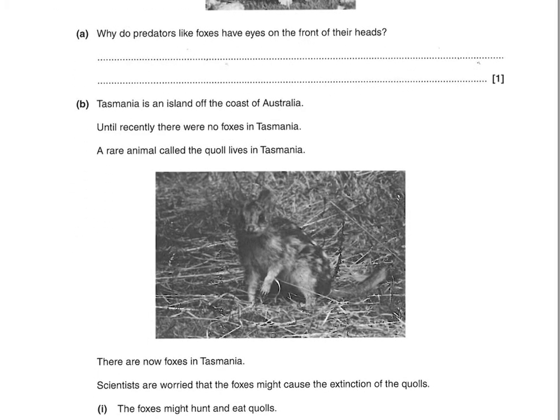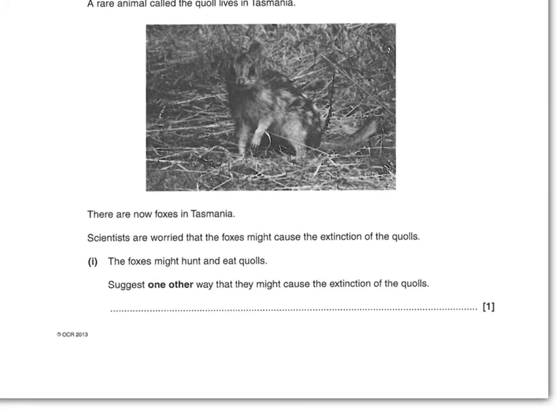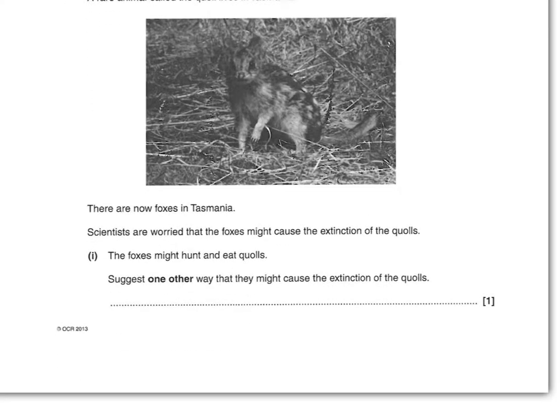It says Tasmania is an island off the coast of Australia. Until recently, there were no foxes in Tasmania. A rare animal called the quoll lives in Tasmania. There are now foxes in Tasmania. Scientists worried that the foxes might cause the extinction of the quolls. The foxes might hunt and eat the quolls. Suggest one other way that they might cause the extinction of the quolls.